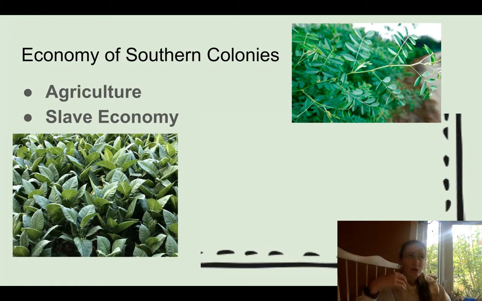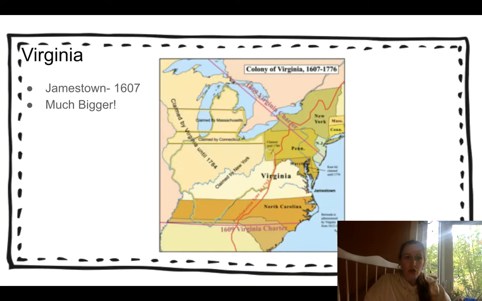It was really mostly indentured servitude, indentured servants with some slaves until about the very late 1600s. But by 1700, there were already 20,000 slaves in the Americas, and that number continued to grow. So let's look at Virginia.